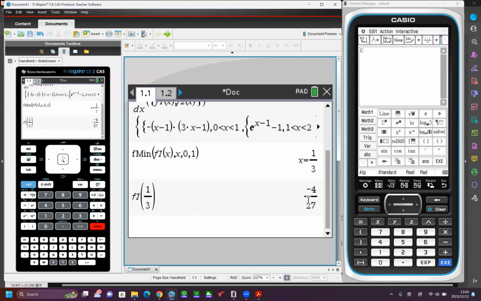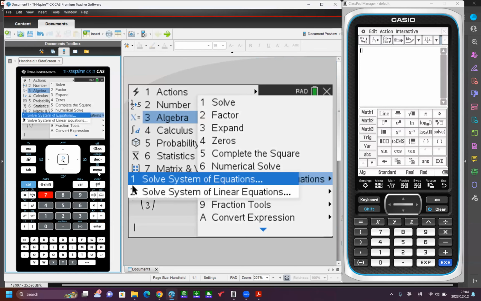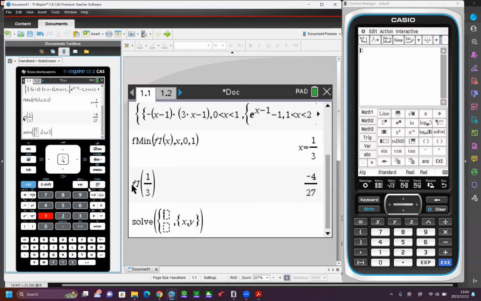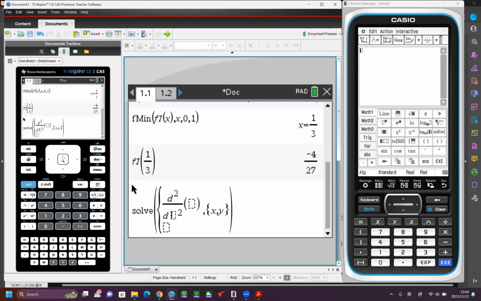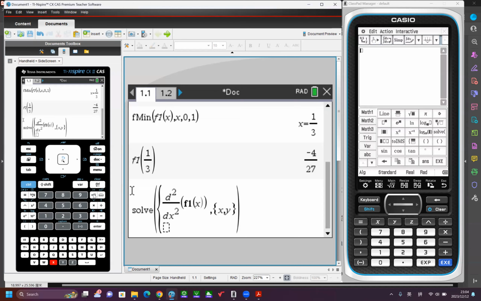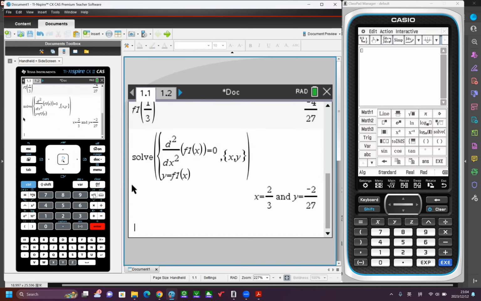And we can just do another second derivative to get the point of inflection on the cubic function part. Menu solve system of equations, 2 equations. Second derivative f1 of x equals 0. Y equals f1 of x. So we will have 2/3, comma, minus 2 over 27. And now let's go back and write this down.